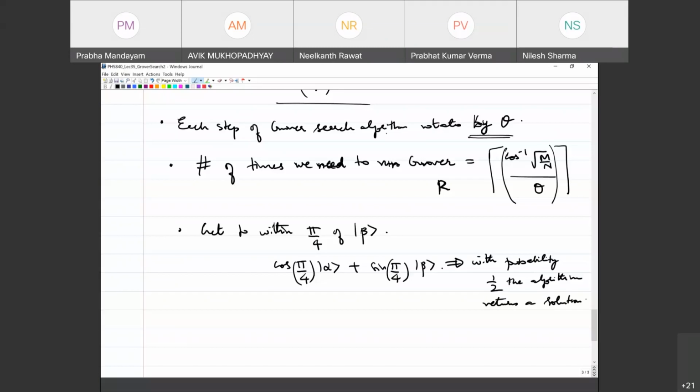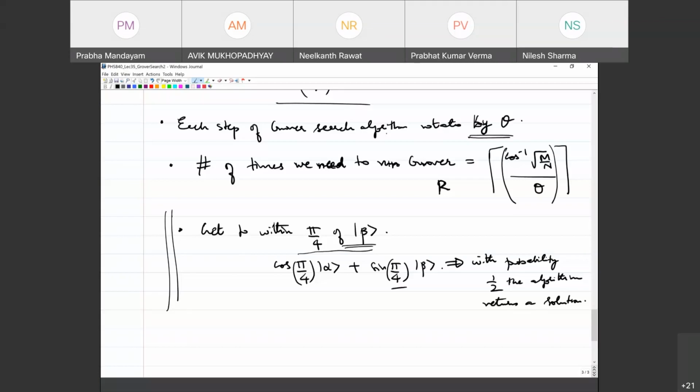So long as the angle that I rotate it to is within something greater than pi over 4, then I know that with probability greater than half, the algorithm will return a solution state. I hope this idea is clear, that it's going to be a probabilistic algorithm. So we try to get to within an angle pi over 4 to the solution axis. Okay.